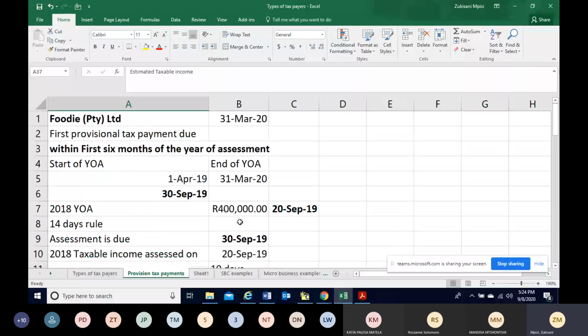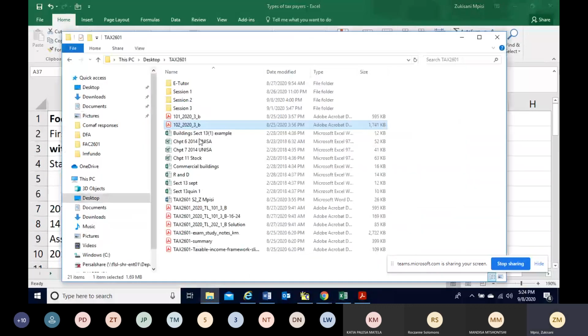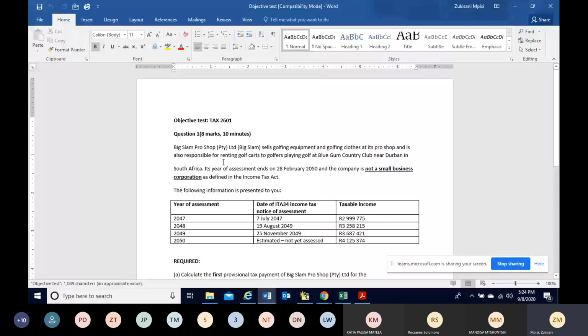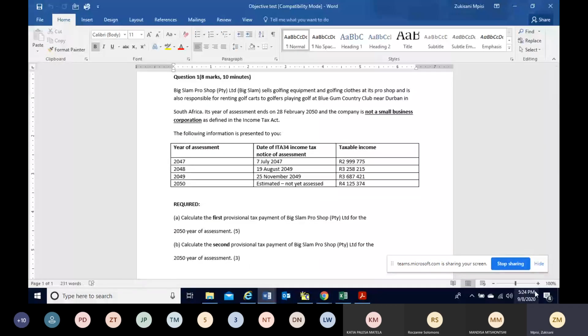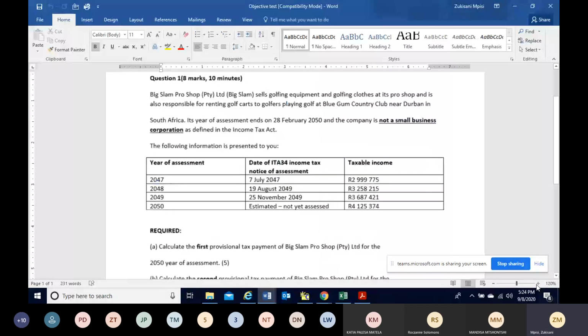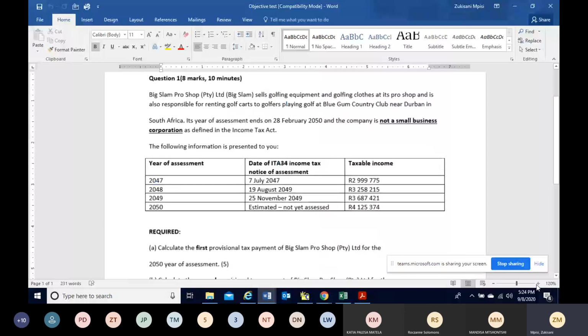So with all this being said, what I need you guys to do for me is to calculate on this question. I need you guys to calculate the first provisional payment and the second provisional payment.